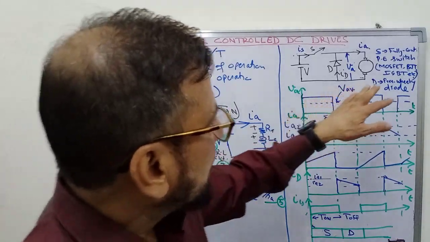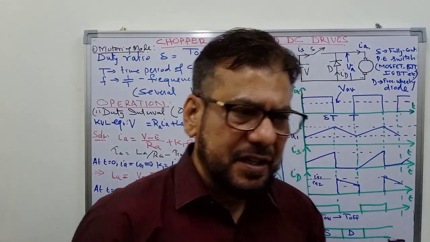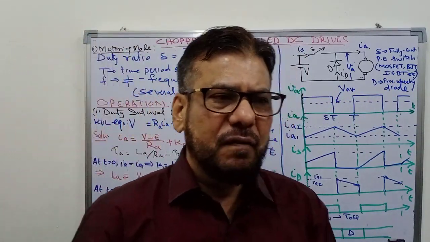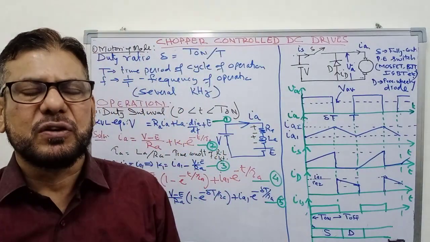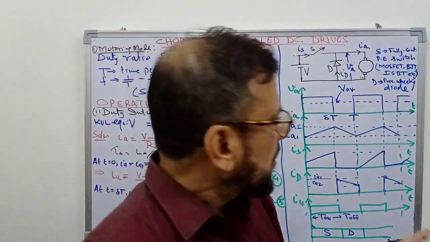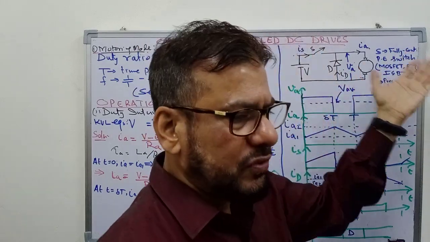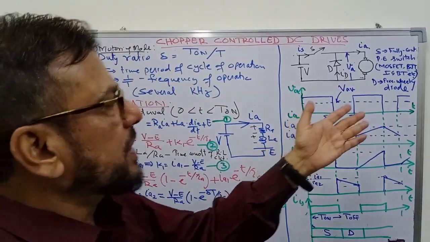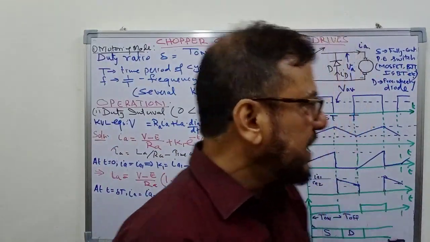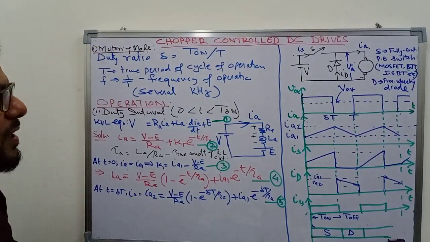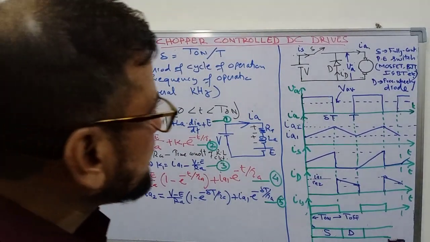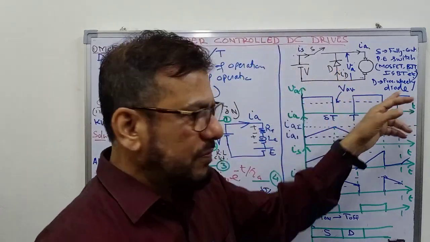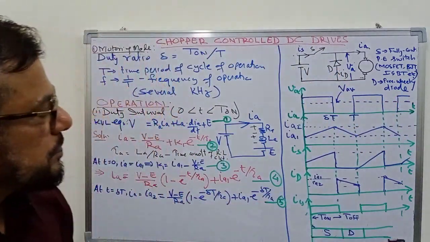So MOSFET or BJT or IGBT, they are getting some gating signal. When the signal is available, they will remain on. When the signal is removed, the switch will turn off. So it is a fully controlled switch, usually of the transistor family, that is MOSFET, BJT or IGBT. These switches can operate at high frequency also as compared to thyristor, so there are advantages of these transistor switches. And here we are connecting a diode that will work as a freewheeling diode in this case.